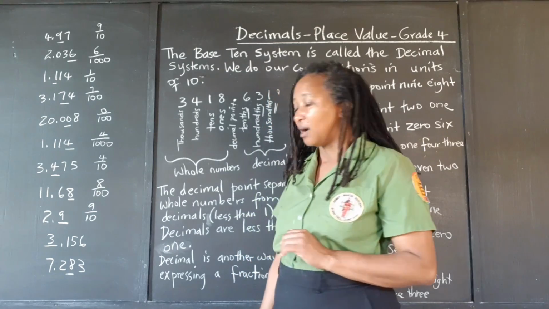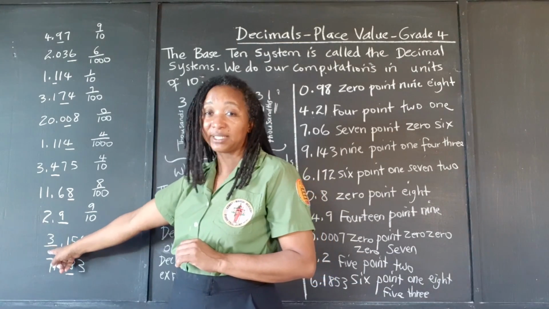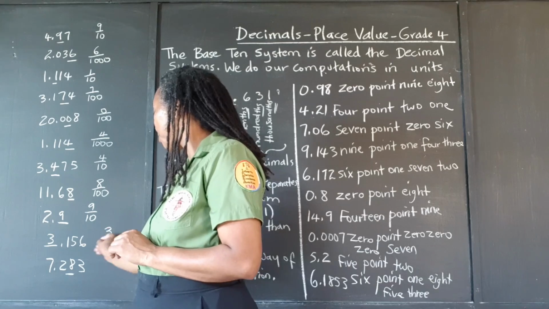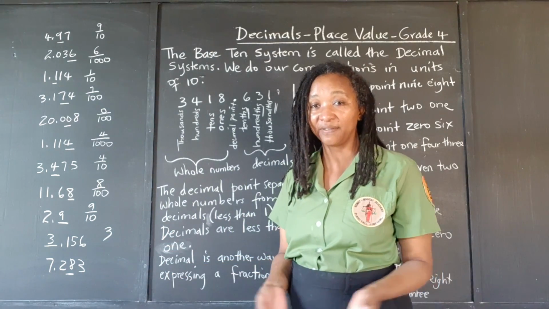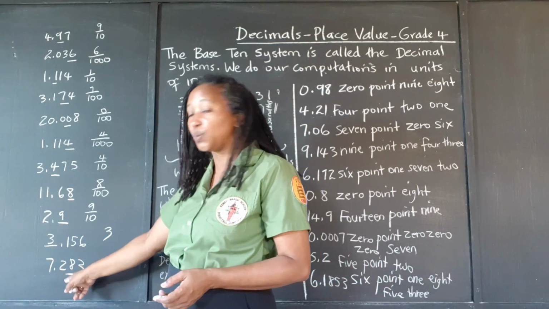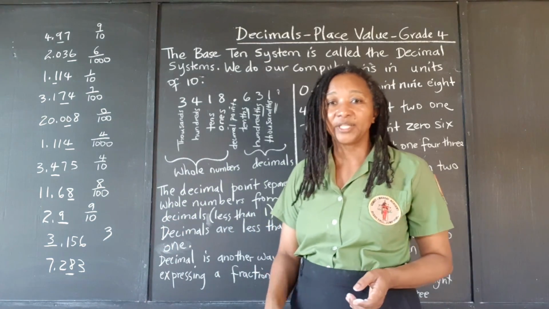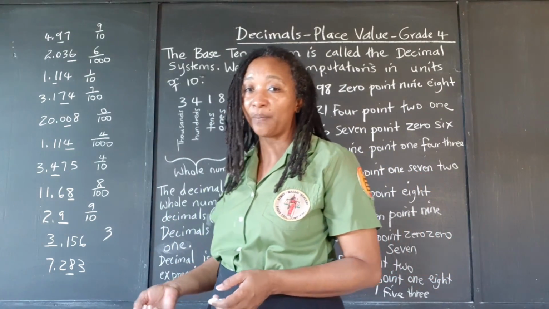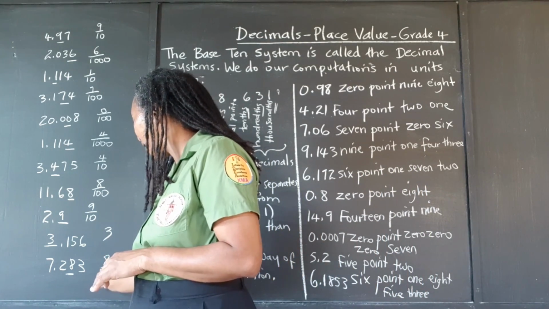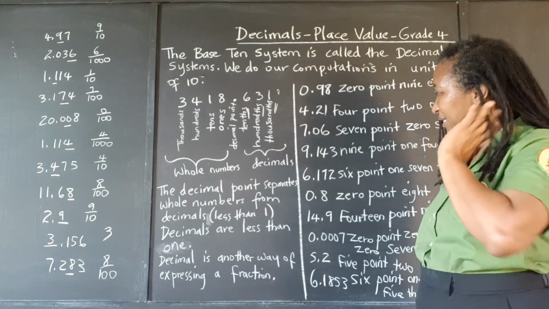3.156. What place is the 3 in? So that's 3 ones. This is to the left of the decimal point. That's actually 3 ones or 3. That's the value of the 3. 7.283. So I've underlined the 8. It's 2 places from the decimal point. That means it's the hundredths place. So it's 8 hundredths, with a THS at the end.